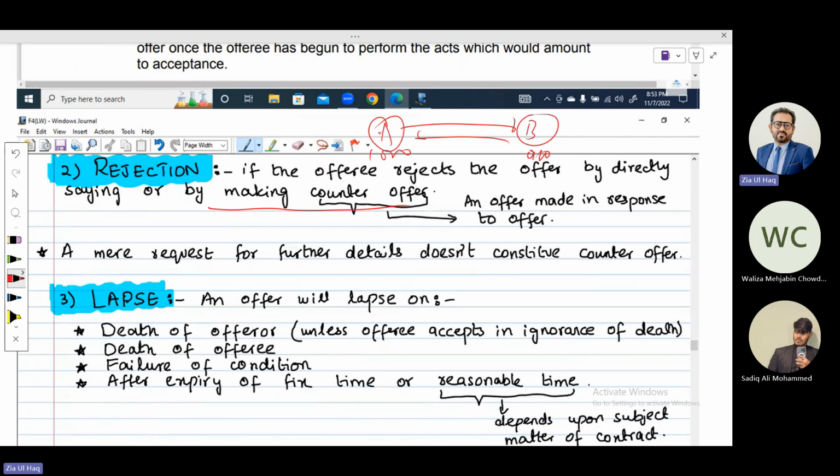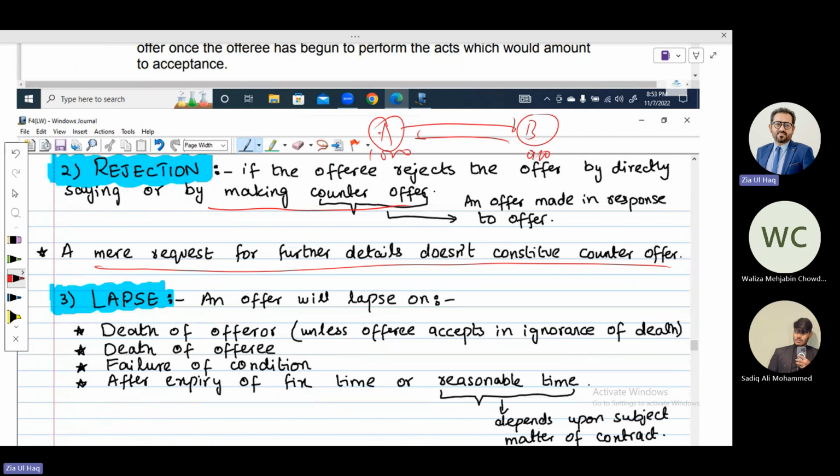So what is a counter offer? An offer made in response to an offer. A mere request for further details doesn't constitute a counter offer. If A offered, I want to sell my mobile for 1000, and B asked, okay, provide me some details about your product, is there any chance of further negotiation? That will not be considered a counter offer.